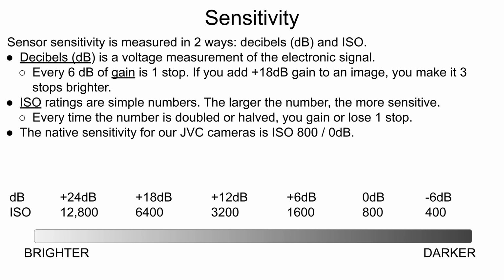Our cameras do not use film, but it's a really convenient way to measure sensitivity, and it's a really easy way to manipulate because, again, you just multiply by 2 or divide by 2. So the native ISO for our JVC cameras is ISO 800. That's a good number to keep in the back of your head somewhere.